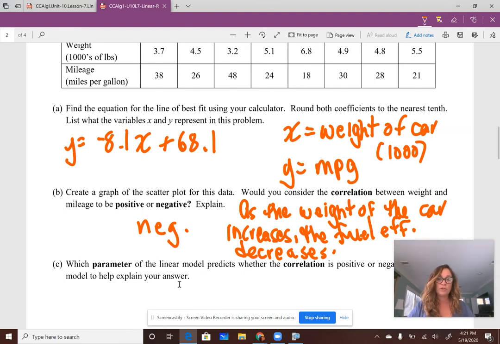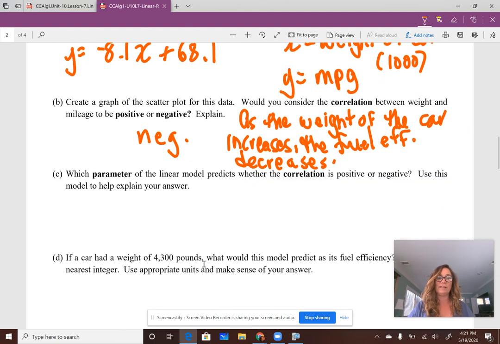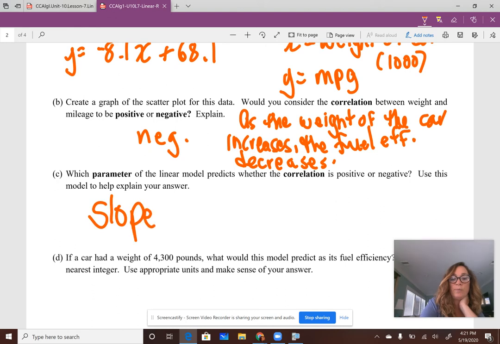Okay, so correlation is how things are related. Which parameter of the linear model predicts whether the correlation is positive or negative? And that is 100% the slope. If the slope is positive, then it's increasing. If the slope is negative, then it's decreasing. And it's definitely the slope.